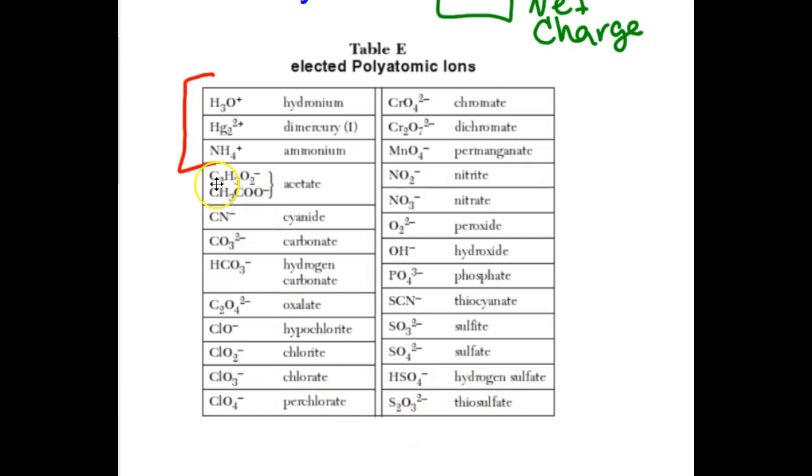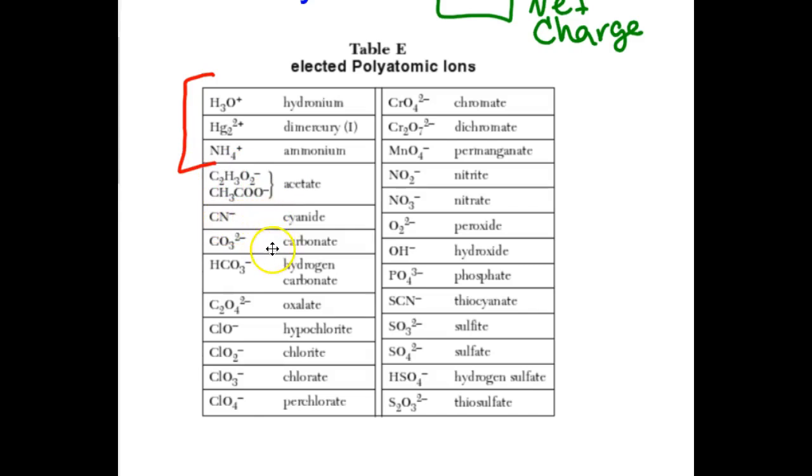So first, I want to point out that the acetate ion has two different ways that you can write it. These are two formulas that are identical in that they both have 2 carbons, 3 hydrogens, and 2 oxygens. This bottom one is what we call the condensed formula. It not only shows you what it's made out of, but also kind of how it's bonded. Organic chemists do that, and this is an organic polyatomic ion, and that's why it has 2 ways of being written, but they're identical. You can write either one.